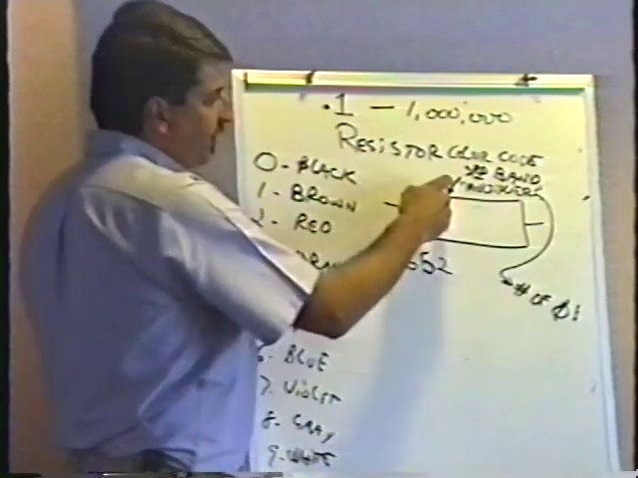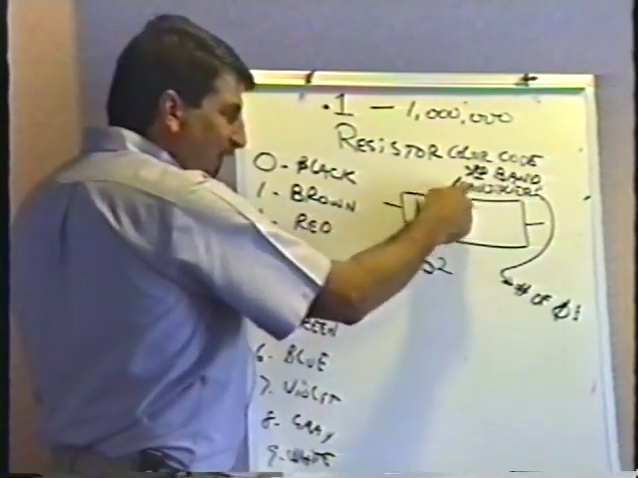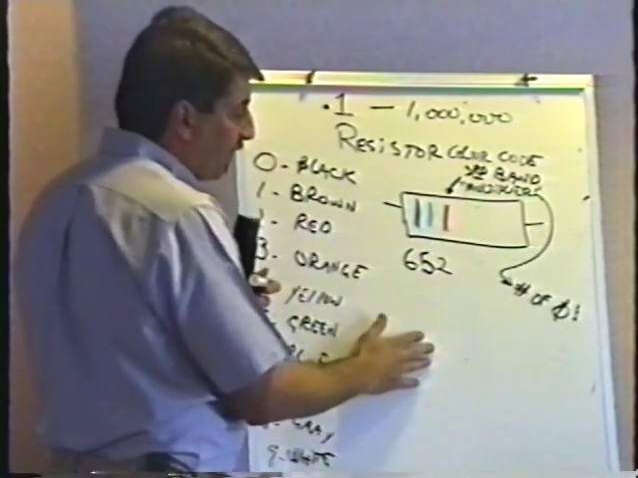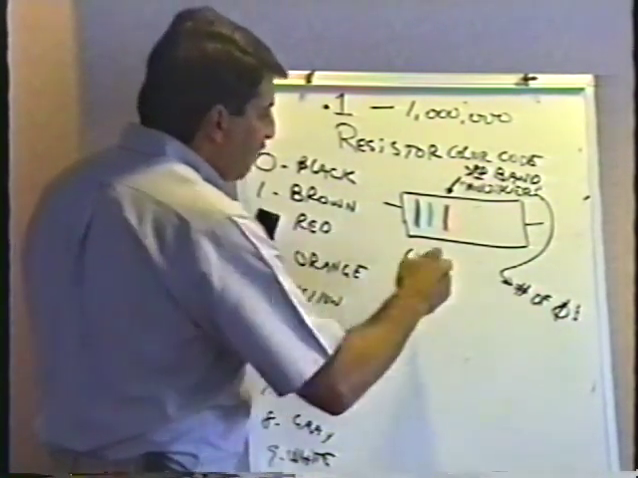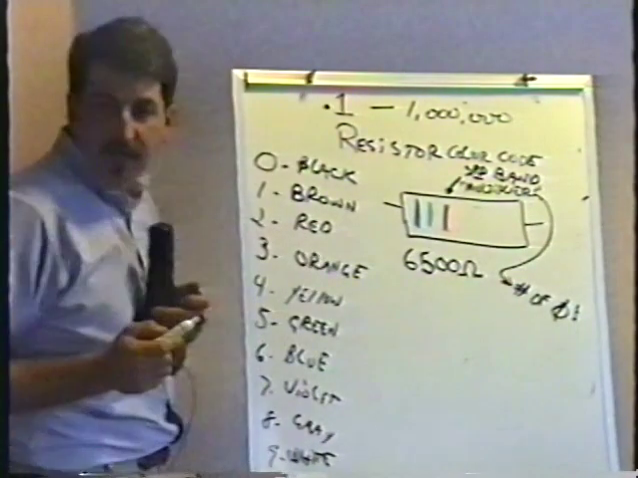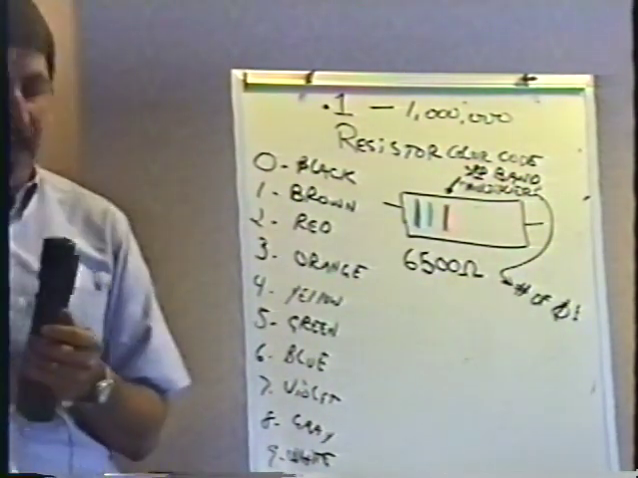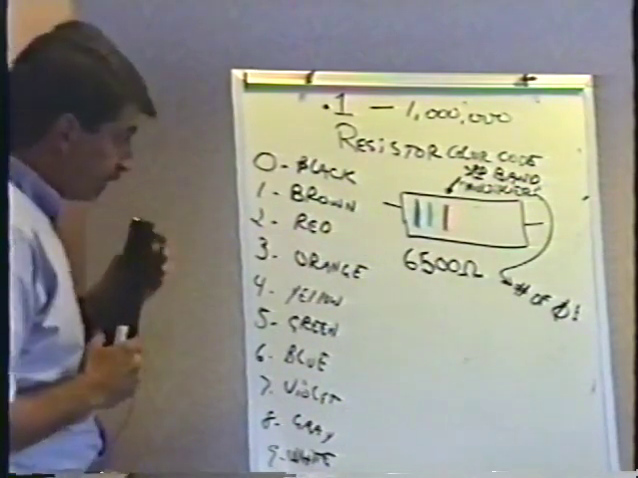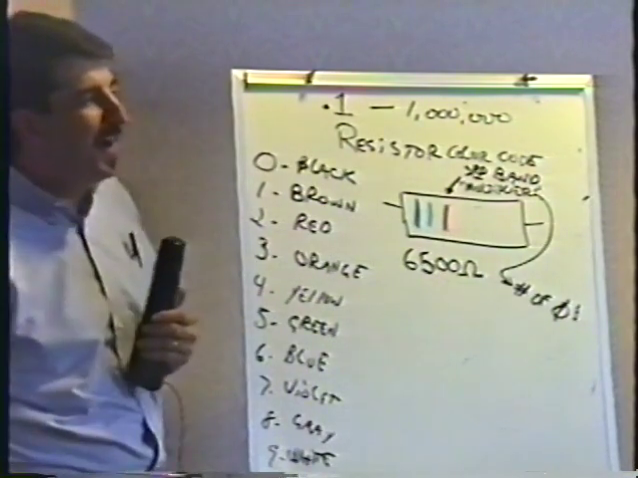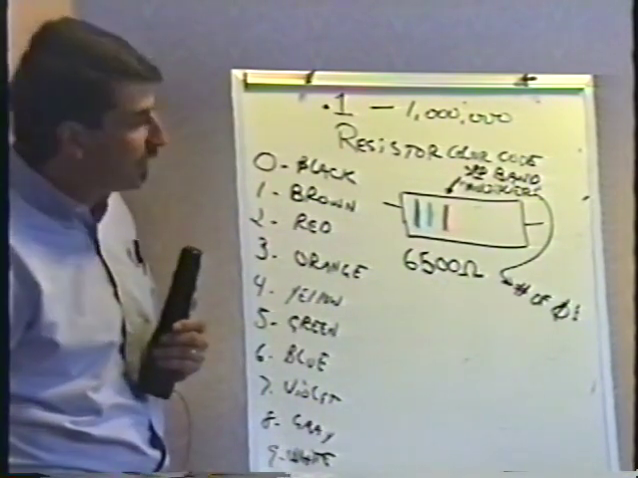Blue, green, red. Blue is 6, green is 5. The red, the third band, is telling me how many zeros to put after the first two. How many should I put there? 2 zeros. This is a 6,500 ohm resistor, and there's that Greek letter omega. This is a 6,500 ohm resistor. Okay? We don't know what a K is.